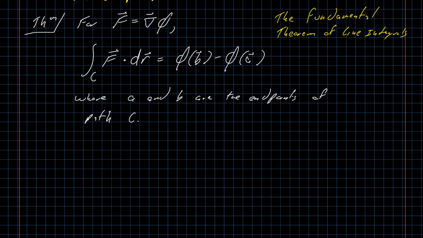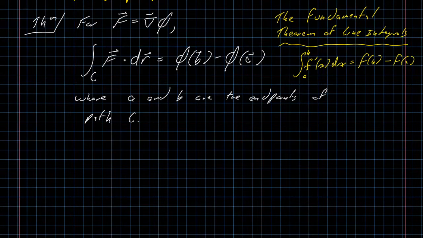This is the fundamental theorem of line integrals. And you should recognize that it looks very similar to the fundamental theorem of calculus. The integral of f prime of x is equal to f of b minus f of a. It's the exact same thing, except we're talking about a gradient instead of a derivative f prime.